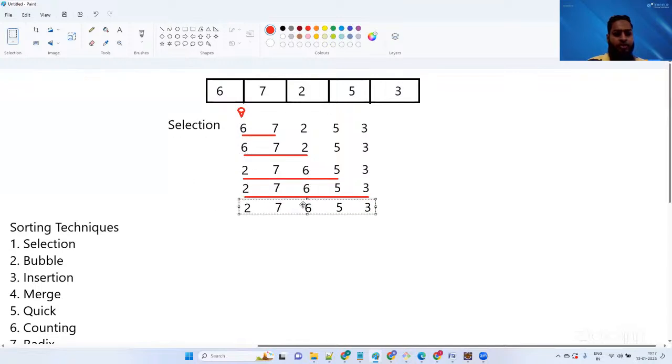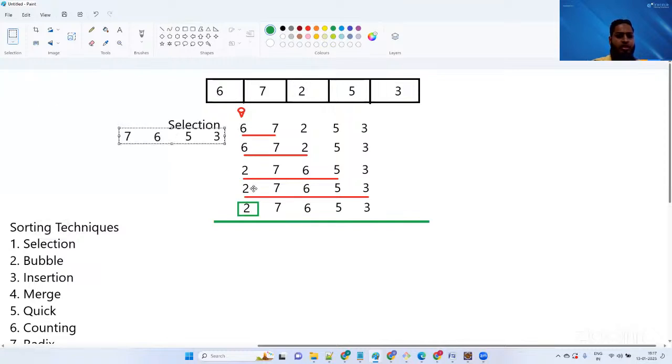Okay. And now after my first iteration, my smallest number I have got in front. And my first iteration is complete. Now what are my unsorted elements? These are my unsorted elements. So I take them and here. Okay. Now I will hammer the nail. I'll hammer the nail at the first position of the unsorted elements over here.